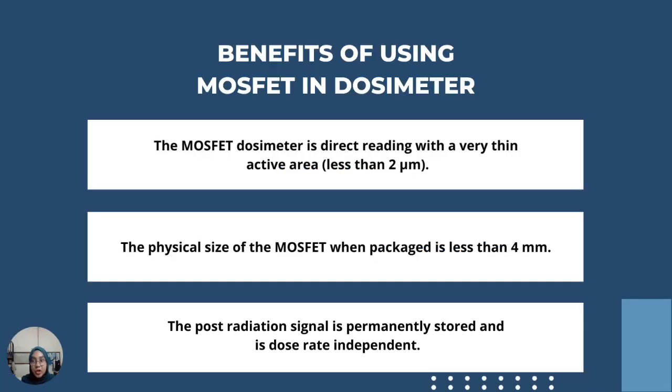I will now briefly talk about the benefits of using a MOSFET in a dosimeter. Firstly, the MOSFET dosimeter is direct reading with a very thin active area which is less than 2 micrometers. Second, the physical size of the MOSFET when packaged is less than 4 mm. Third, the post-radiation signal is permanently stored and is dose rate independent.